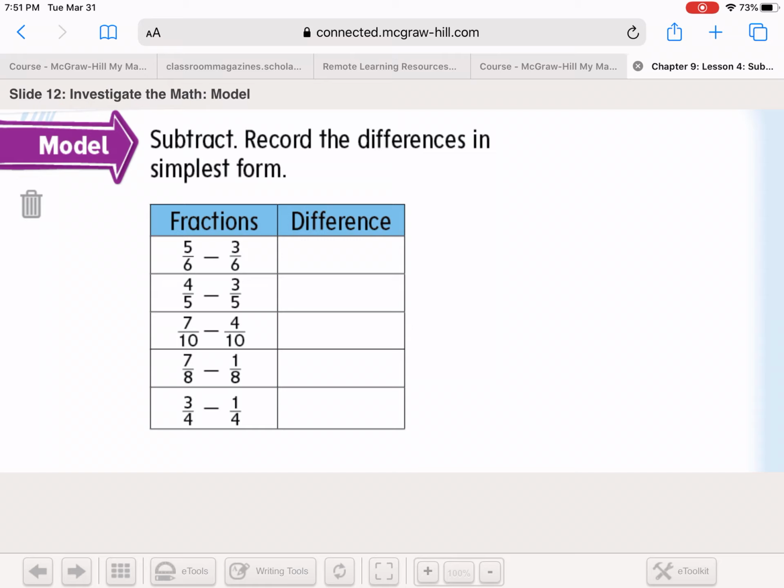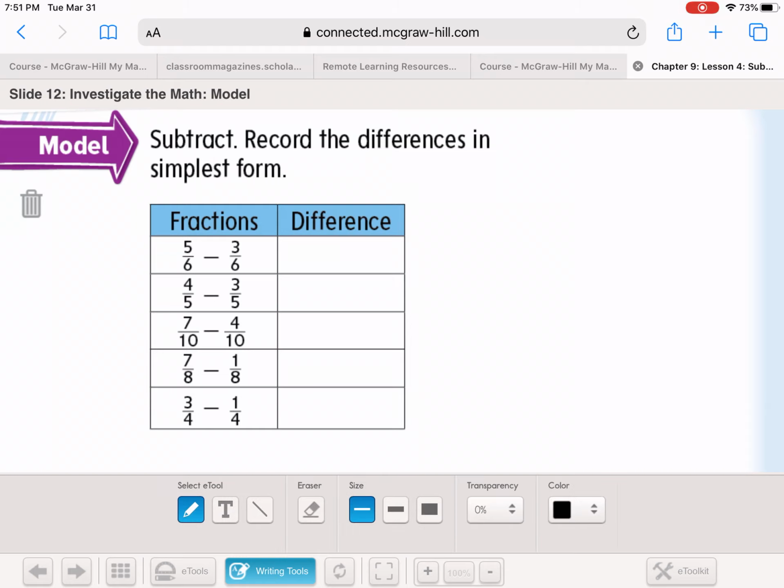Subtract, record the differences in simplest form. So here they are telling me specifically that I need to do it in simplest form. So I better do it. All right, 5/6 minus 3/6 is 2/6. I know that 2 can go into 2 one time. And I know that 2 can go into 6 three times. So my answer is actually 1/3.